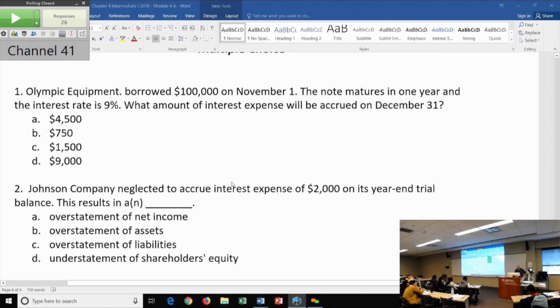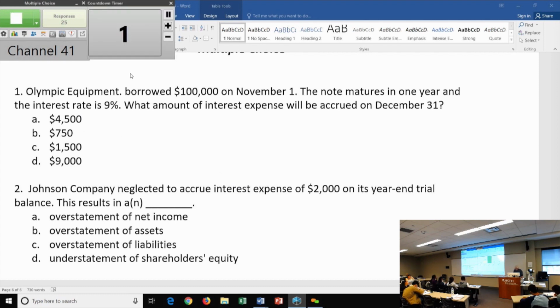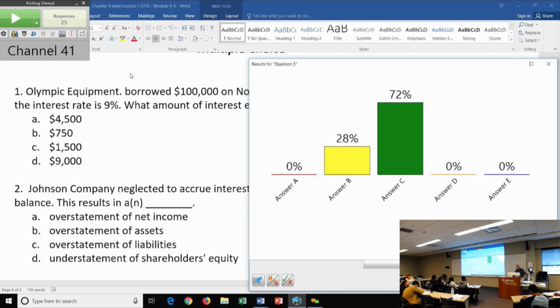All right. So the answer I get is C, but let's ask. Winston? I first got C. I figured out how much interest we actually owe, so $100,000 times 0.09, which comes out to $9,000. Then I divide that by 12, so that's $750 per month, and then multiply that by two months, and I got $1,500.